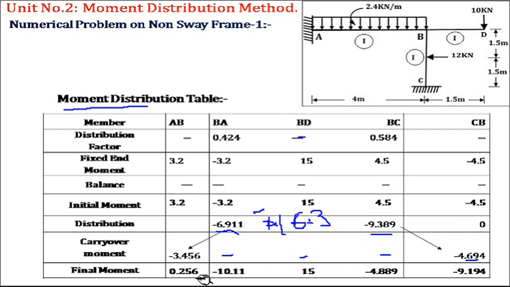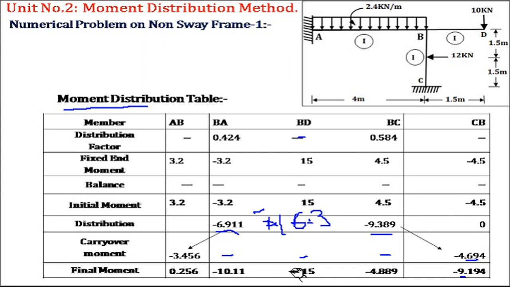So the final moments are: in member AB, 3.2 minus 3.456, it is 0.256. The moment in member BA, minus 3.2 minus 6.911, it is minus 10.11. The final moment in member BD is 15. The moment in member BC, it is 4.5 minus 9.389, it is minus 4.889. And the final moment in member CB is minus 4.5 minus 4.694, it is equal to minus 9.194.